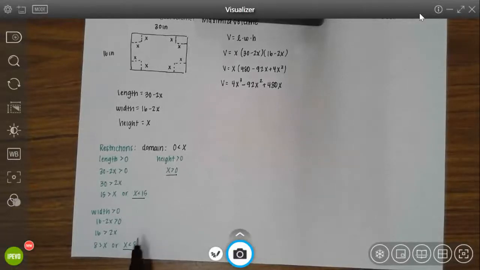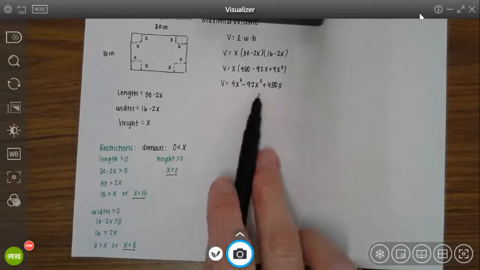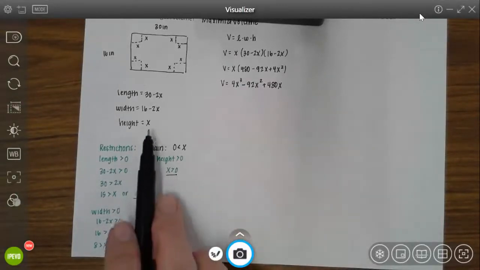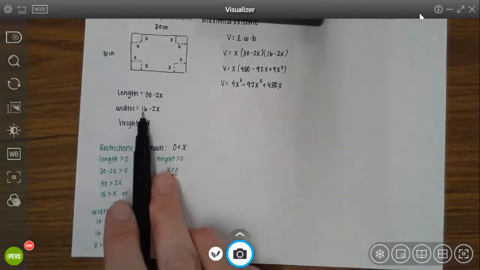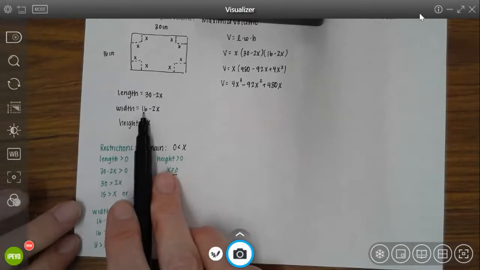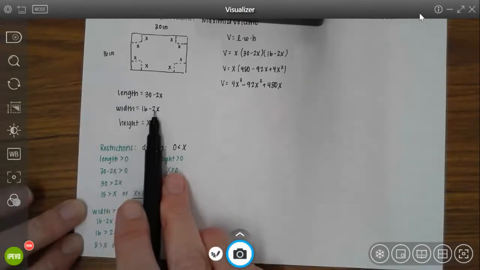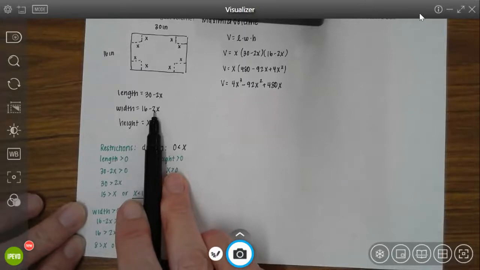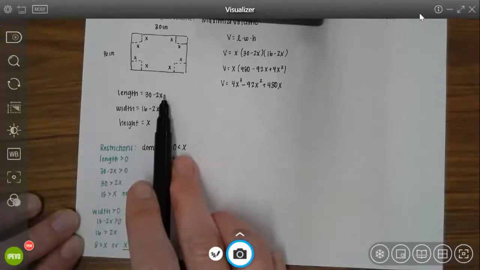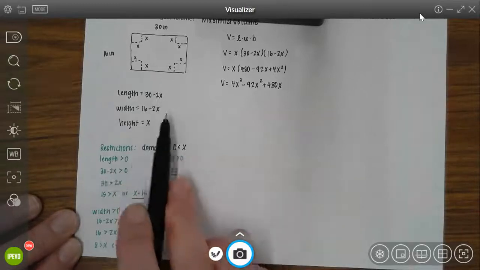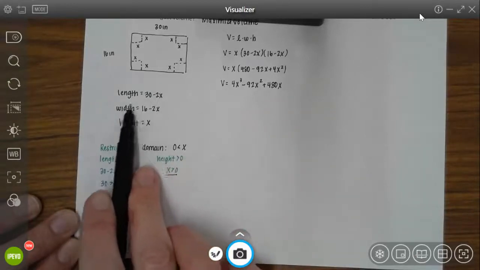Well, let's pick a value somewhere in between there. What if I said x was 10? What if I ended up setting this equal to 0 and getting a critical number of 10? If I plug 10 back in here, the height could be 10. That's a positive value. But if I plug 10 back in to the width, that's going to give me 16 minus 2 times 10, which would be 16 minus 20. That would give me a width that's a negative length. If I plugged in 10 here, 30 minus 2 times 10 would be 30 minus 20, which would give me a positive length. But the problem is this width.